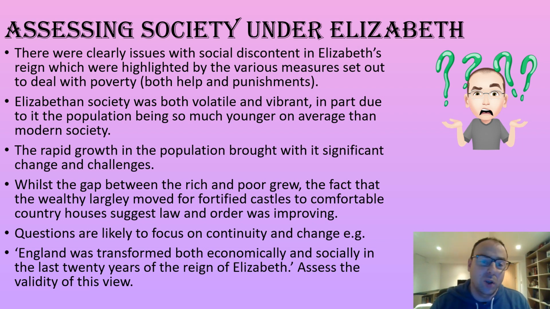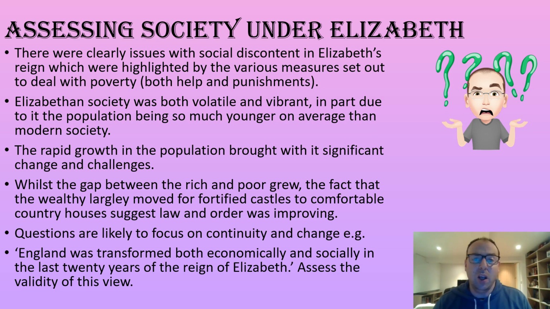The population was also growing incredibly quickly, and this also brought significant change and challenges with it. A huge pressure on the production of food, and when bad harvests came, their impact was hugely significant. Again, we talked about this tension between the rich and the poor as the gap grew bigger, but the fact that the wealthy were largely moving out of fortified castles to comfortable country houses, which weren't actually defendable, shows that maybe law and order are improving, and maybe the tensions in society have been perhaps exaggerated.